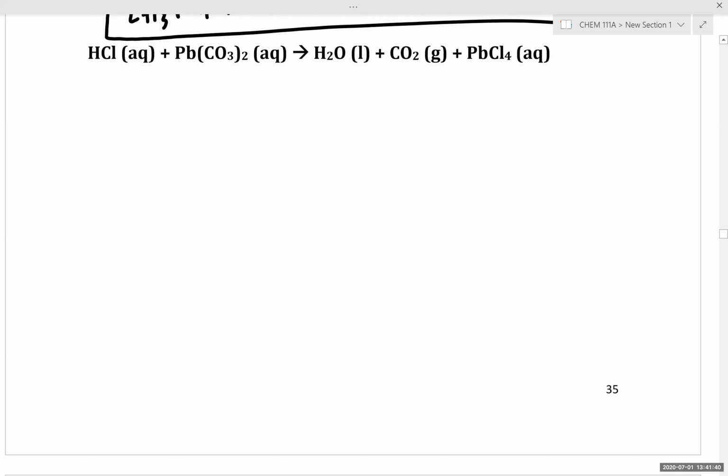I know we're doing a lot of practice, but if you can't balance a chemical equation, the remainder of this class is going to be quite tricky. So I really want to make sure we have this fundamental skill established.